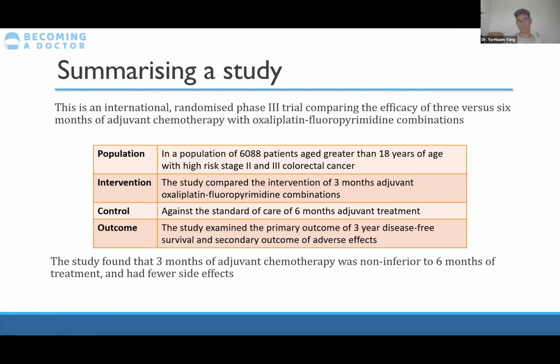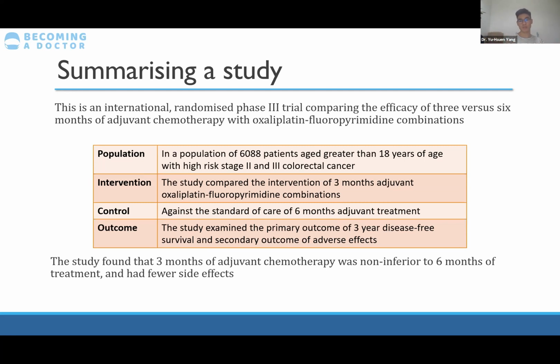So just a bit of context for those of you who may not be familiar with it. Adjuvant chemotherapy is typically given after primary resection of the tumor. So it's given after surgery to reduce micrometastatic deposits and to reduce recurrence, as well as prolong survival. Then I would essentially break down the study using the PICO structure.